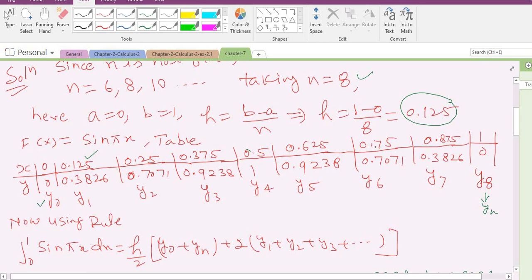At the value of x equal to 0.75, this is sine pi times 0.75.